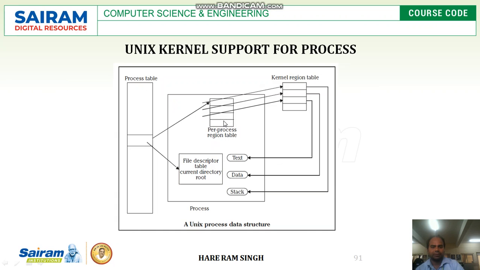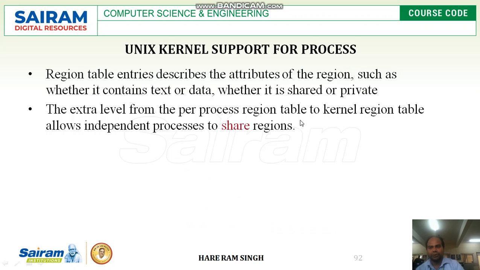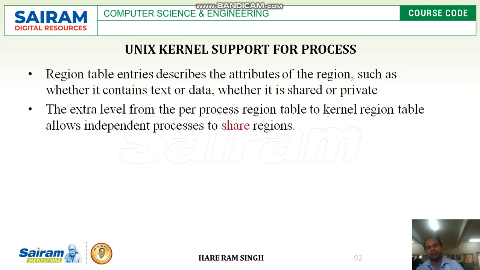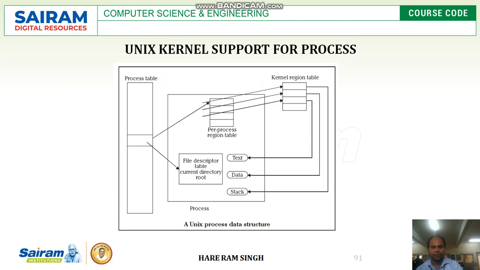So the region table, where is the region table? Here is the kernel region table. A region table entry describes the attributes of the region, such as whether it contains text or data, whether it is shared or private. So it defines what will be stored here: text or data, or any other things, and whether the data is shared or private. The extra level from the per process region table to the kernel region table allows independent processes to share regions. Some regions are also shared here. A per process region table can be shared also.